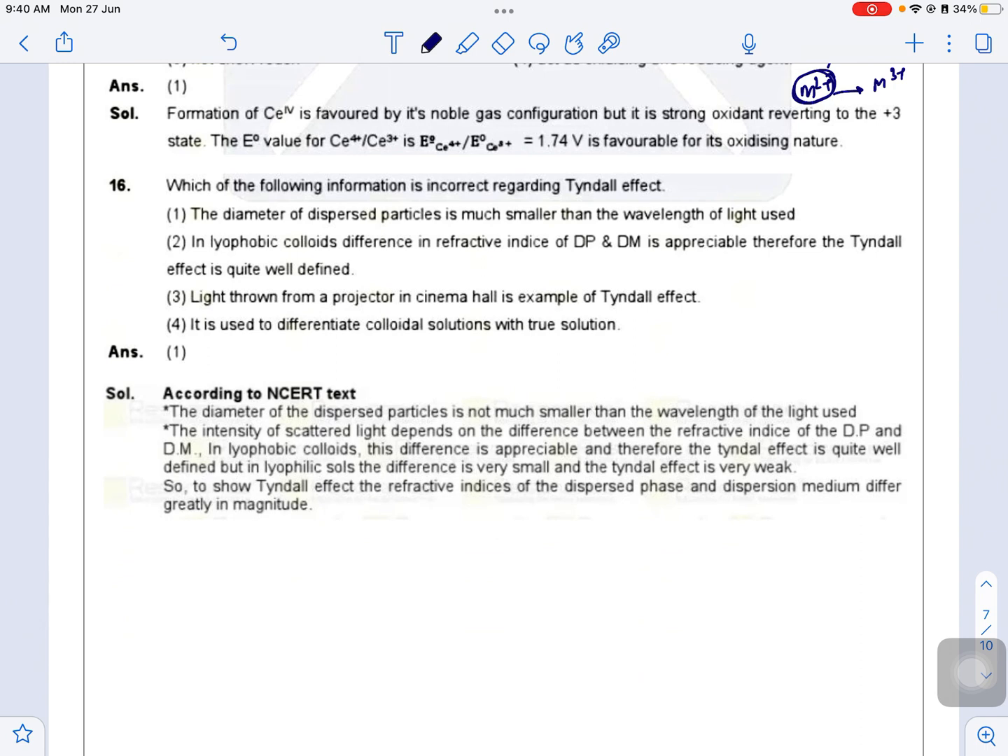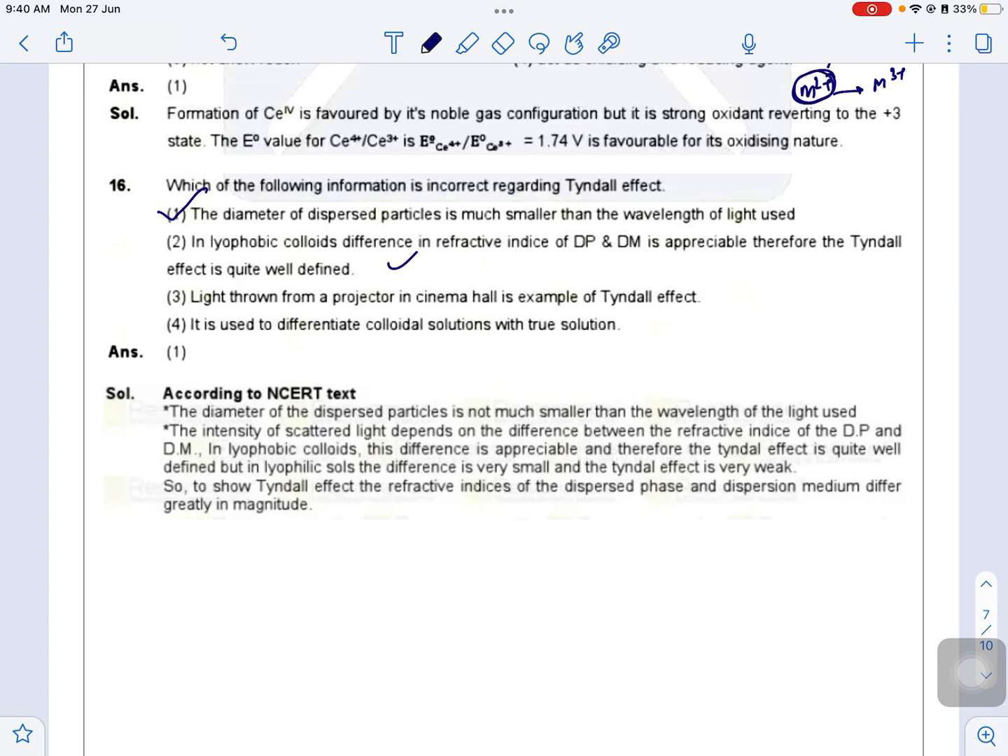Which of the following statements is incorrect regarding the Tyndall effect? The diameter of the dispersed particle is much smaller than the wavelength used. This is wrong. They should be comparable. They should not vary much in their size and the wavelength. So this is the incorrect statement. The remaining statements: the difference in refractive indices of the dispersion medium and dispersed phase is appreciable in lyophobic colloids. Therefore, they show the Tyndall effect quite well. So this is correct.